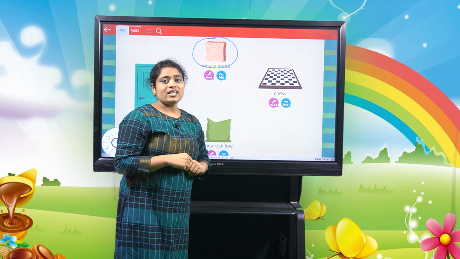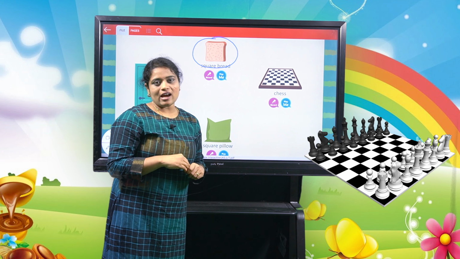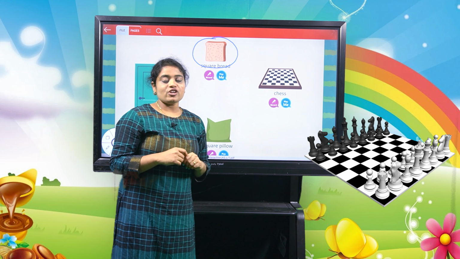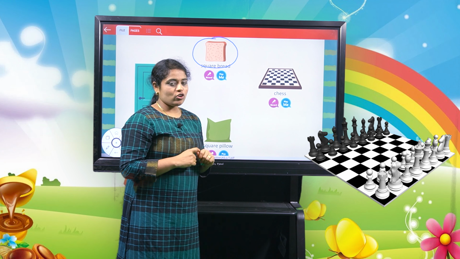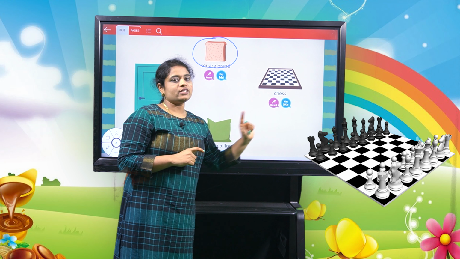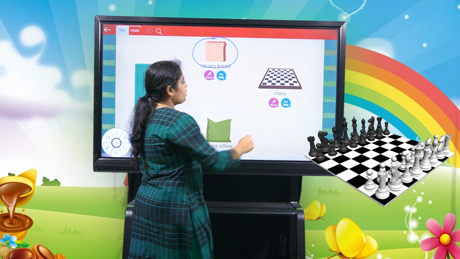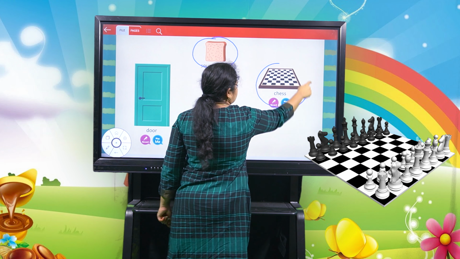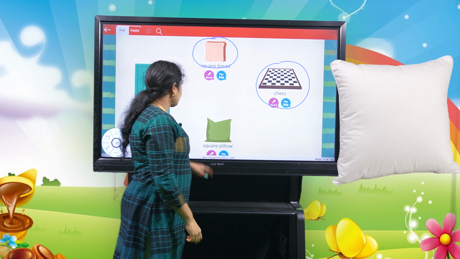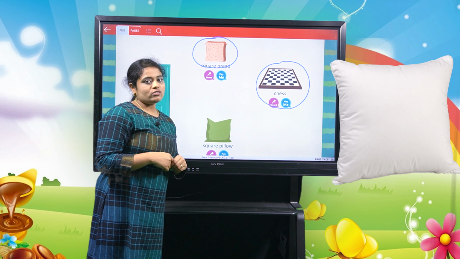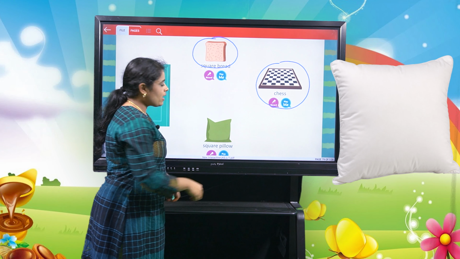What is this? Chess. We all love to play chess, right? So, chess is in the shape of a square because all the sides in the chess board are equal. So, I need to circle this. And children, here we have a pillow and it is also in the shape of a square.